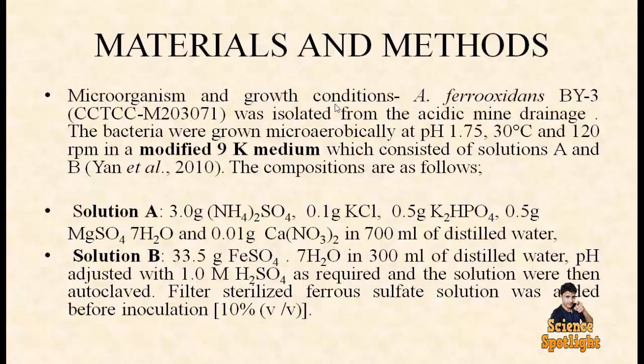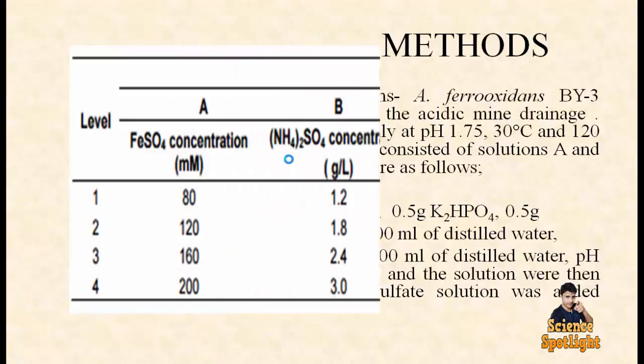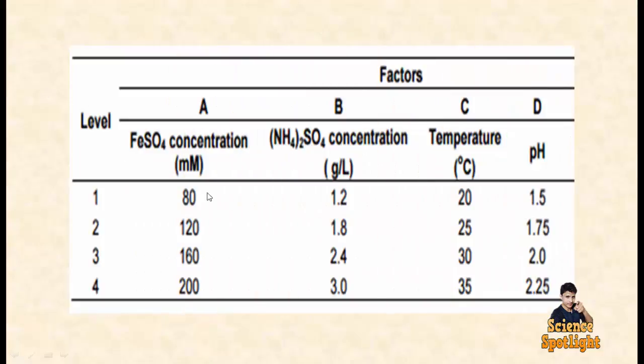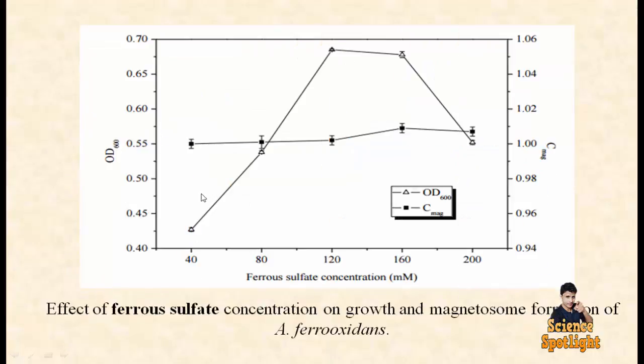Acidithiobacillus ferrooxidans. And this is the composition of modified 9K medium, and they used different factors at different levels. One is external concentration of iron sulfate, then concentration of ammonium sulfate, temperature and pH. These are some factors at different levels. And in this graph you can see the effect of ferrous sulfate concentration on growth and formation of magnetosome in Acidithiobacillus ferrooxidans.